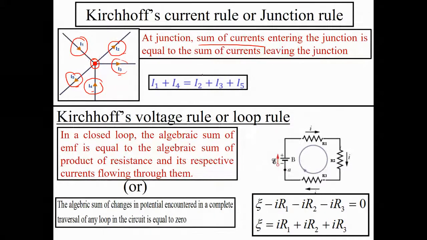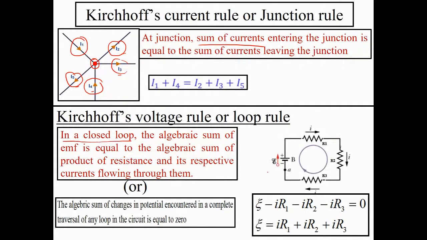That's it. Generally the junction rule is very easy, but the most important thing is the loop rule. Identifying the junction rule is very easy, but when you are applying the voltage rule, you should be very careful. First of all, I have to give the definition for the voltage rule. What is given in the voltage rule? My dear, read this line very carefully: in a closed loop, that's the most important thing.